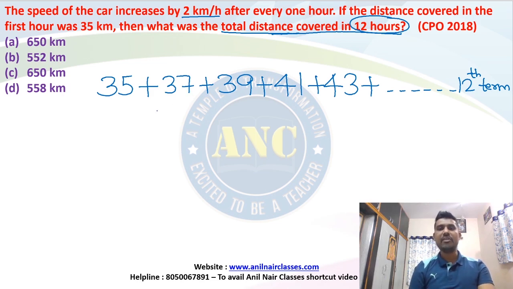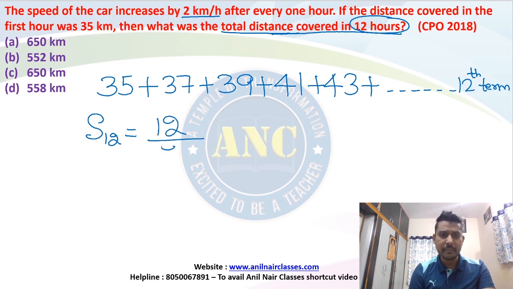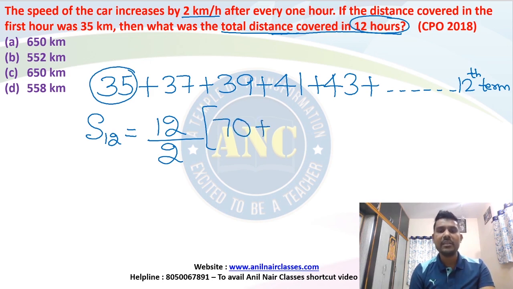So basically n value is 12, and we are interested in finding the sum of the first 12 terms, where the first term is 35 and the common difference is 2. You know arithmetic progression already. Sum of n terms is n by 2 into 2a. N is 12 in this case, and a is the first term. 2 into 35 is 70, plus n minus 1 into d. N minus 1 is 12 minus 1, which is 11. D is the common difference.